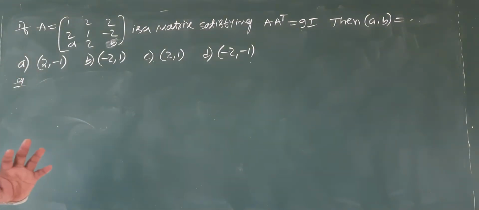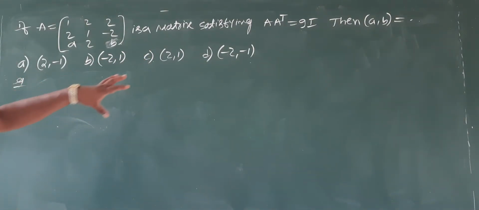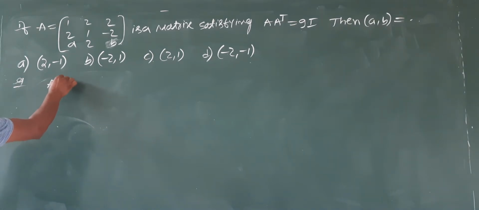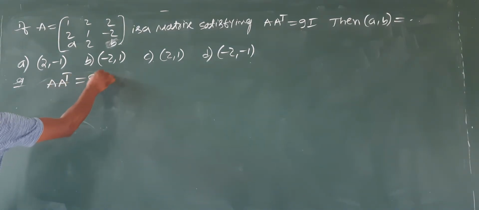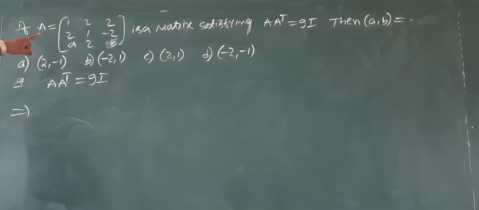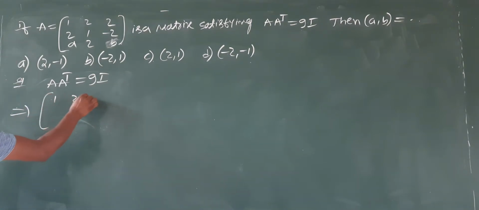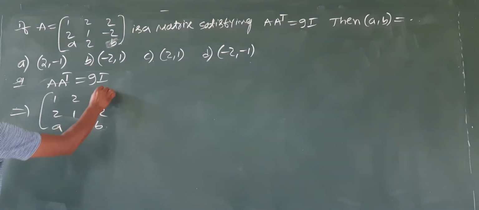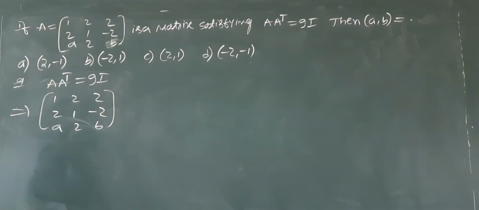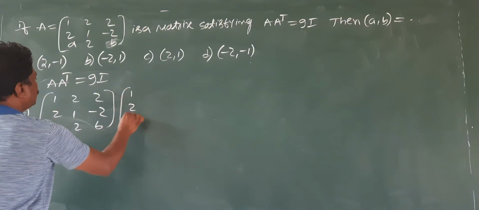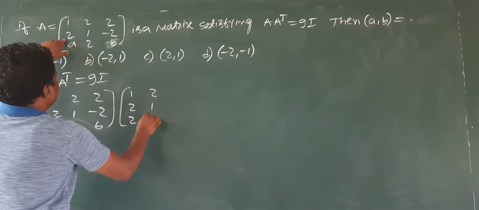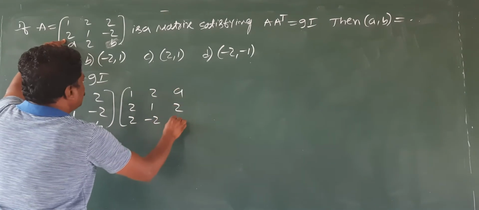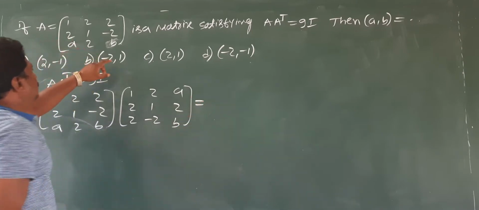It's such an easy question, students. Look at how easily I solve this. A into A transpose is equal to 9I. So this implies matrix A is [1 2 2; 2 1 -2; a 2 b], multiplied by A transpose, transposing, changing rows into columns and columns into rows. So it is [1 2 a; 2 1 2; 2 -2 b] is equal to 9I.